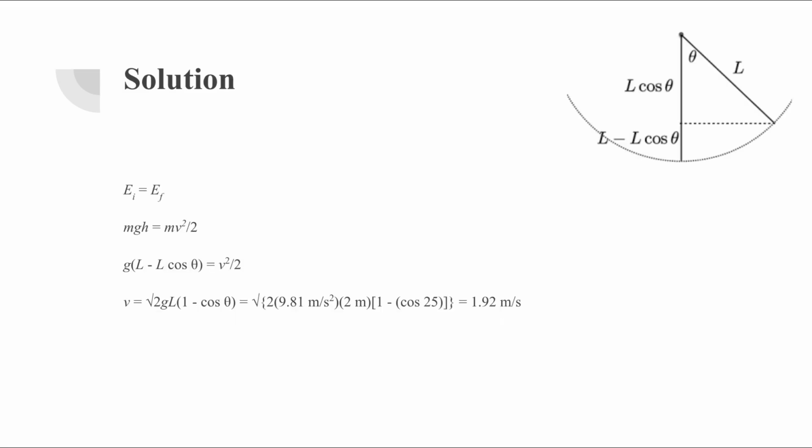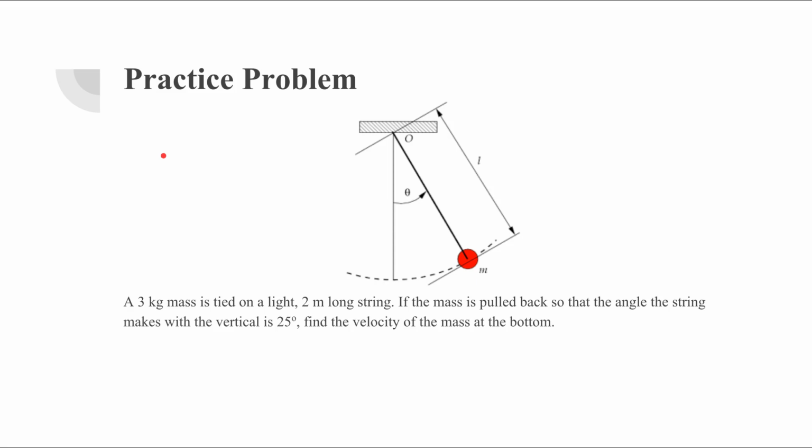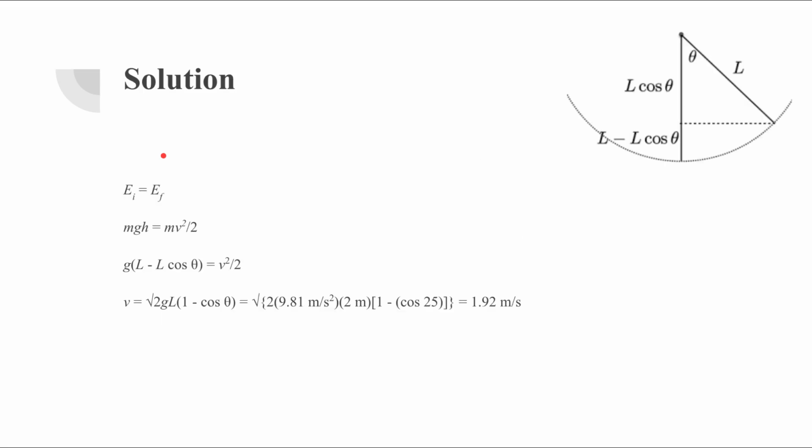So we're going to use conservation of energy, okay? Right? Energy initial must be energy final. And if we assume no air resistance, that means there's no net work done. That means energy initial must equal energy final. So that's mgh equals mv squared over 2.